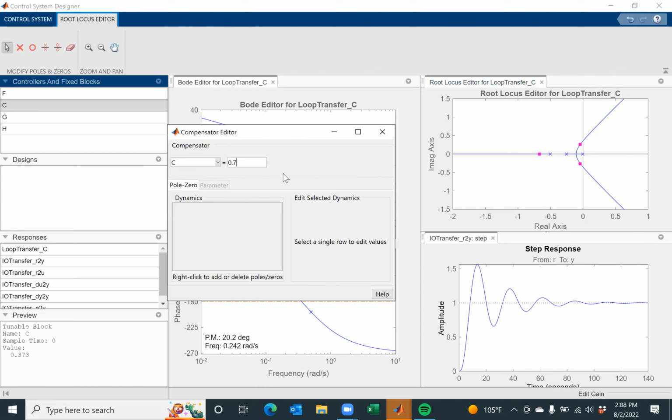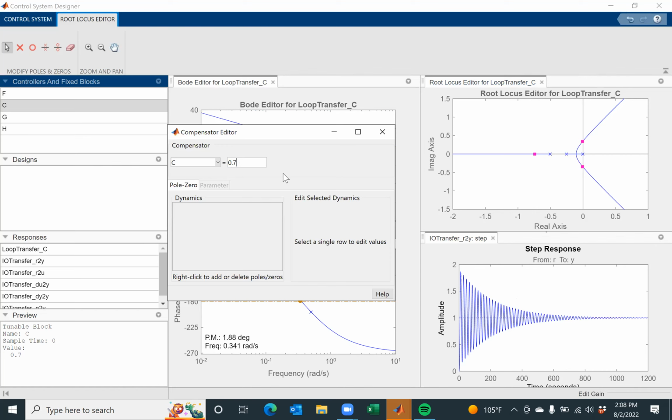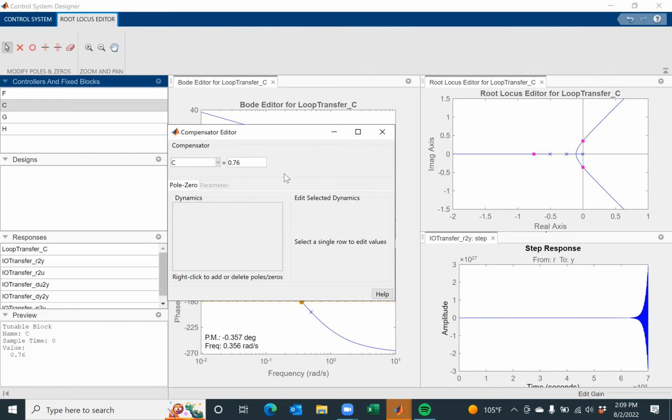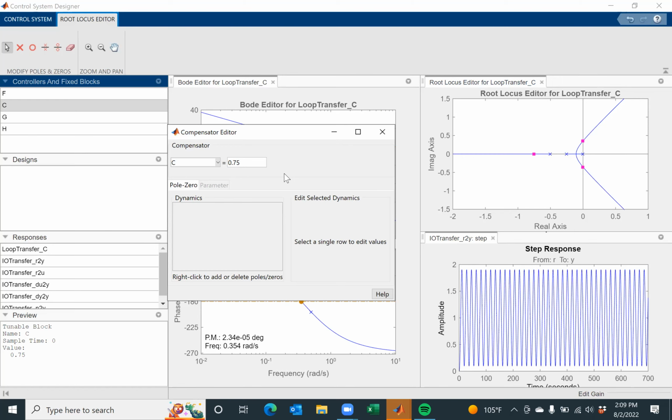So maybe 0.70. Yes. 0.75. For 0.75, can you see the system response is still bounded? As soon as I do 0.76, can you see the system response became unbounded? Check this out again: 0.75, enter. This is the bounded response, which means the system is stable.